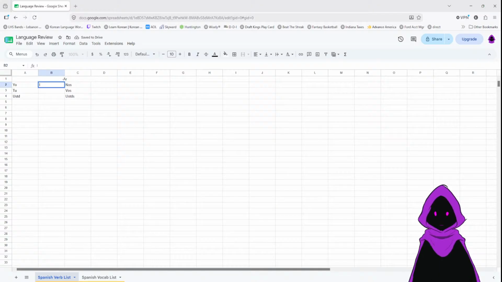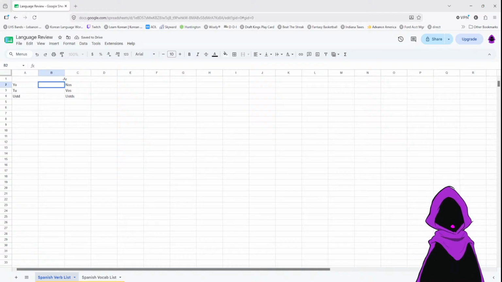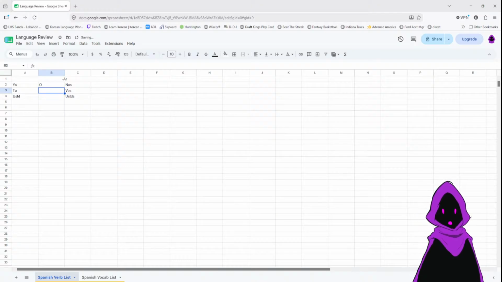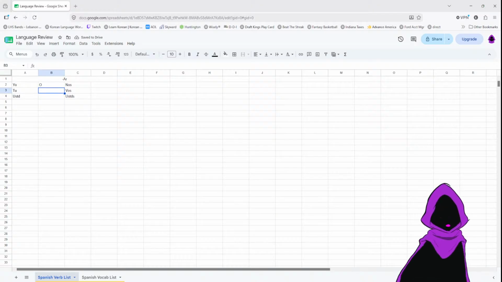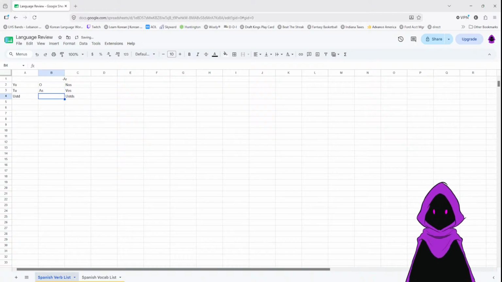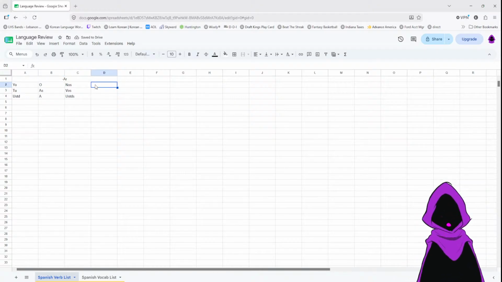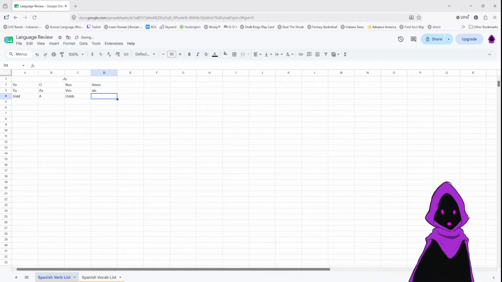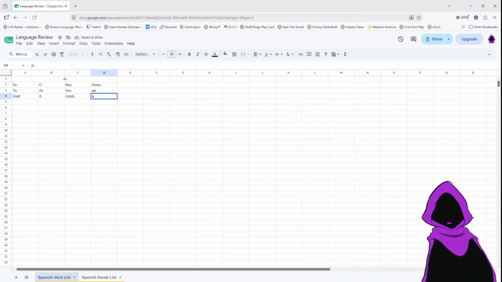So yo is I, and for AR, the ending you would replace AR with is O. Tú would be as, and usted would be a, not as, a. Nosotros, for we, would be amos. Then we have áis, the vosotros form, and we have an for ustedes.